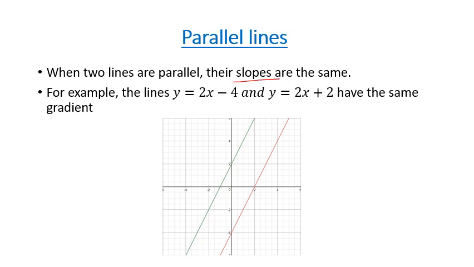All right, so parallel lines, it's important to remember, have the same slope. And there's an example on the screen where we've got one equation, which is y equals 2x plus 2, and that's in our green line. And the other equation of y equals 2x take 4, which is in our red line, they both have a gradient of 2. And as you can see from the picture, they're both running parallel.